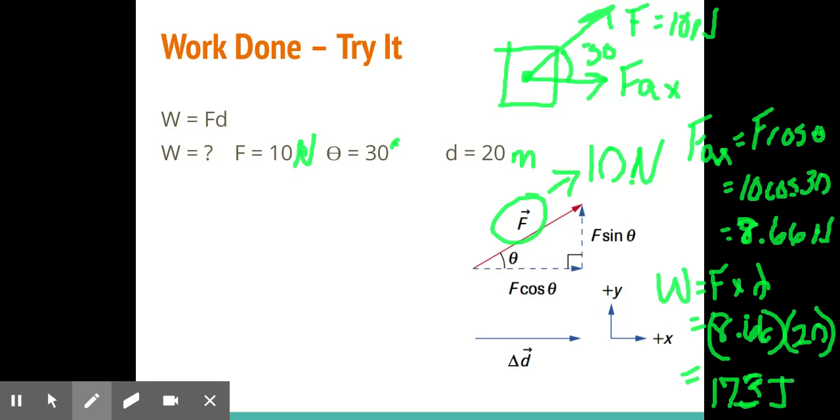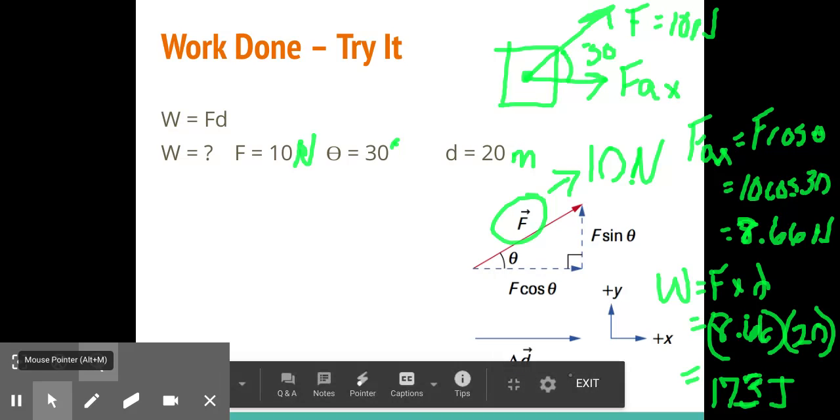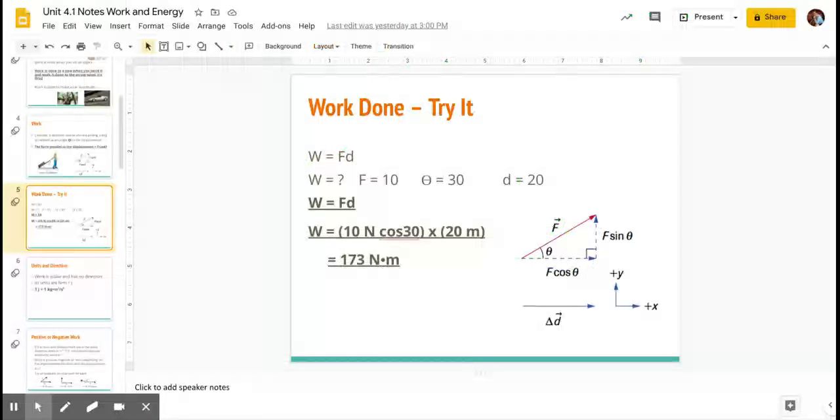Okay, and then let's just double check to make sure we got that. So, oh, what happened? Oh, that's not what I hit.